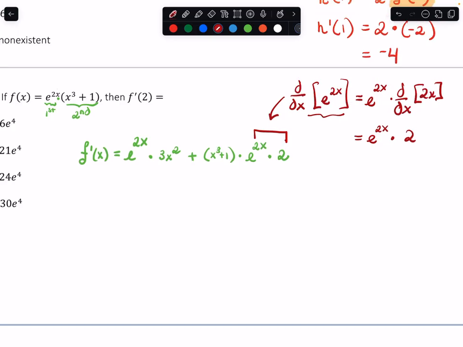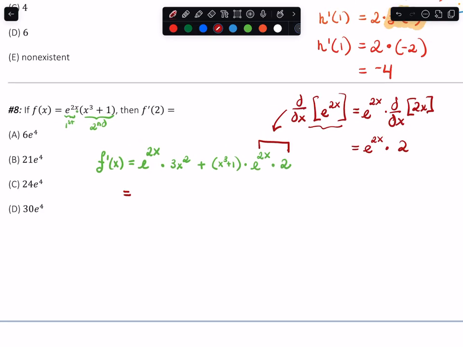Do I want to clean this up at all? Maybe I'd write 3x squared e to the 2x plus 2e to the 2x times x cubed plus 1. I wouldn't go crazy because it's not too messy. And now what do you want? You want f prime of 2. So I'm going to put 2 in here, and I think that should give me my answer.